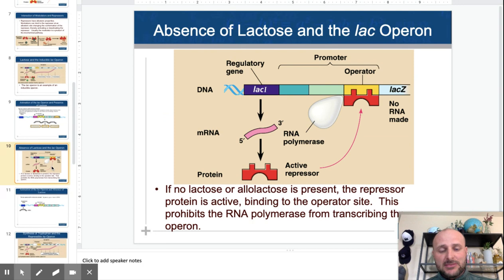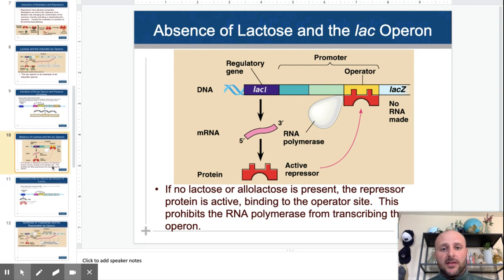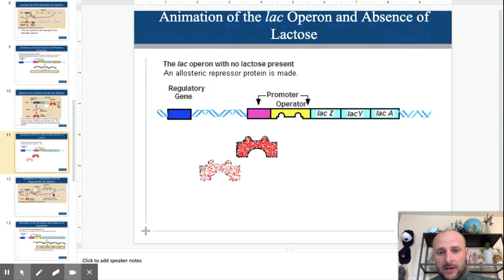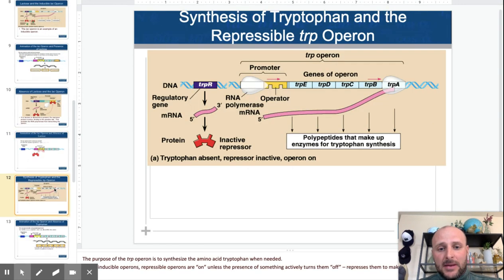And these slides keep talking a little bit about the regulatory gene that builds the repressor, and then there are animations of that. And if you have an inactive repressor, then you can go ahead and build the proteins that will help us break down the lactose.